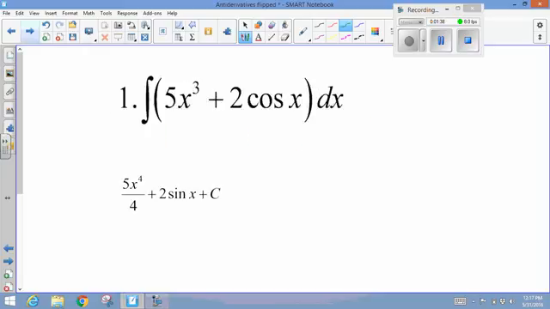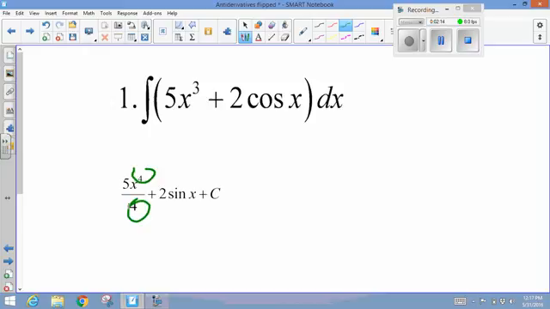So here's our first equation. We have the integral of 5x cubed plus 2 cosine x dx. So I'm going to take the antiderivative. When you take the antiderivative, you write down the function. So I write down the coefficient, I should say. So I'm going to write down the coefficient of 5. I'm going to add 1 to the exponent this time. So since it was x to the third, I'm going to add 1 to that to give me x to the fourth. And then I'm going to divide by the exponent. So since it was an x to the fourth up here, I'm going to divide by a 4 down there.